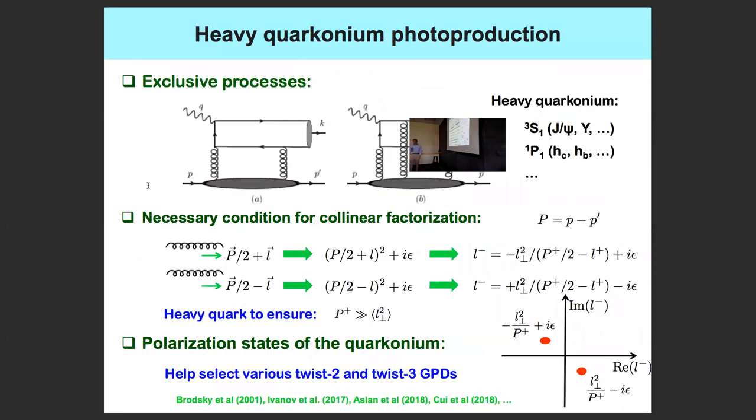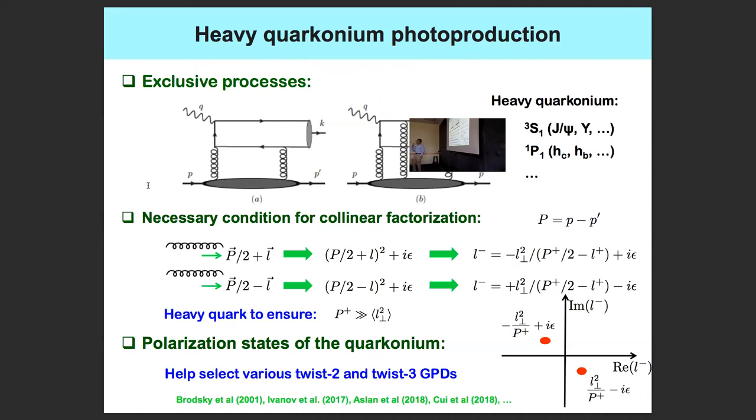Now I want to use the rest of my time to emphasize a few issues when we're dealing with this in DIS. First of all, when you do the exclusive process, what you really produce is a hard quark, but this could be a photon, a virtual photon. You start with a hadron and you want to keep the hadron intact. That means you exchange a combination with no color, at least two gluons, three gluons, any number of gluons.